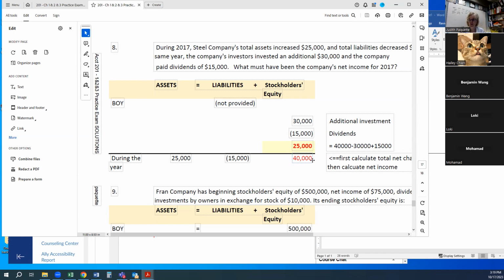So what we're saying is that 40,000 is what happened to stockholders' equity during the year. Stockholders' equity went up 40,000 during the year. And stockholders' equity is common stock and retained earnings. So if the stockholders invested more money, common stock went up 30,000. And if the company paid dividends, retained earnings went down 15,000. And that is net income. So you solve for that, saying 40 minus 30 plus 15 equals 25.